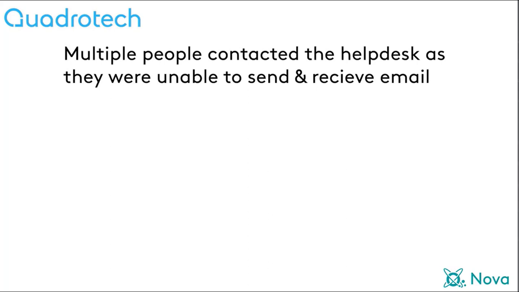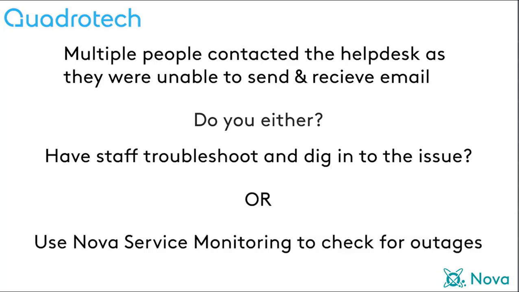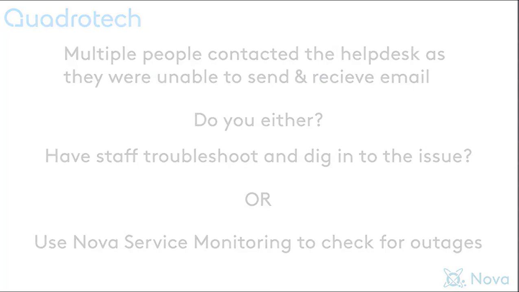For example, let's say several people contacted an organization's help desk yesterday, saying they were unable to send or receive email. The help desk could either spend a lot of time troubleshooting with the individual users, or they could dig into the network. Or the help desk could start by using Nova Service Monitoring to see if there was an Exchange Online outage yesterday. Let's see how they check this.